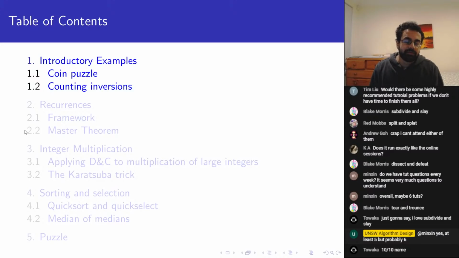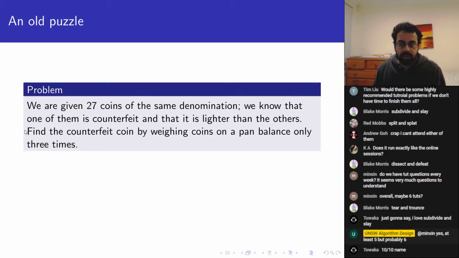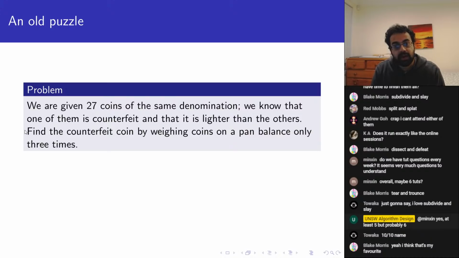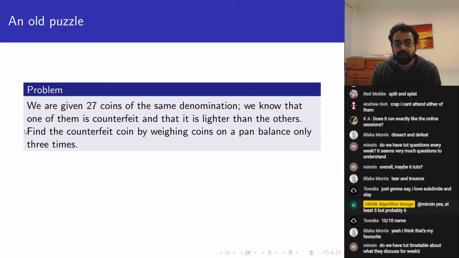So we're going to start with a couple of problems that hopefully give you some motivation for the method that we're trying to use, which is divide and conquer. So we're going to start with a puzzle that maybe some of you might be familiar with. You have 27 coins. They are all identical with the exception of one counterfeit coin. That counterfeit coin is lighter than the other 26 coins. And so you have a pan balance, which is you can weigh a subset of coins against another subset of coins to see which side is heavier. And you can use this only 3 times. Your task is to find the counterfeit coin.